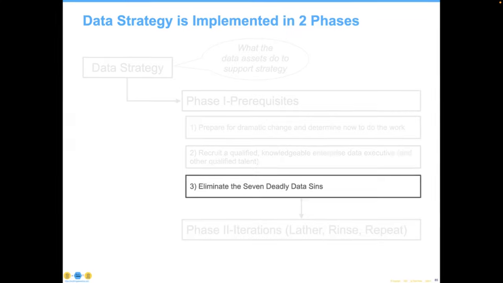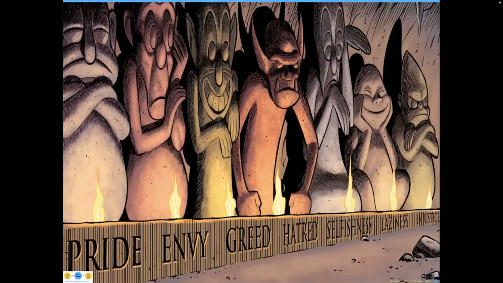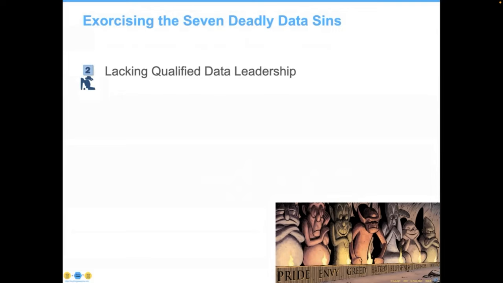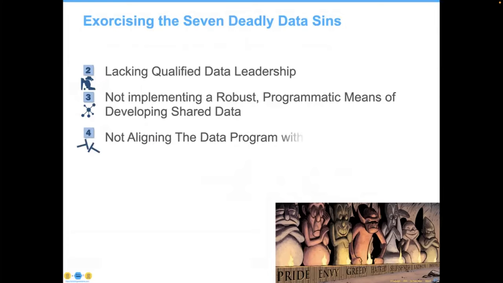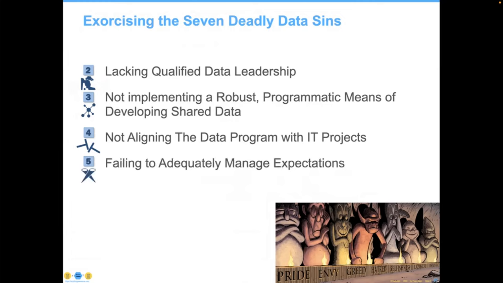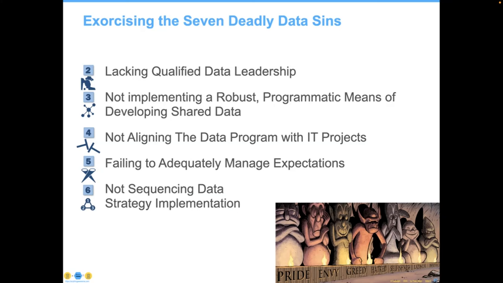The last component of this, real quickly, are the 7 deadly data sins. Again, there are not pride and envy and greed and hatred on this, but there are 7 of them there. I'm going to start with number 2, which is that most organizations don't have qualified data leadership. They are not able to implement a robust programmatic means of sharing data. And they're not aligning the data program to the IT projects, failing to adequately manage expectations, not sequencing data strategy implementation.